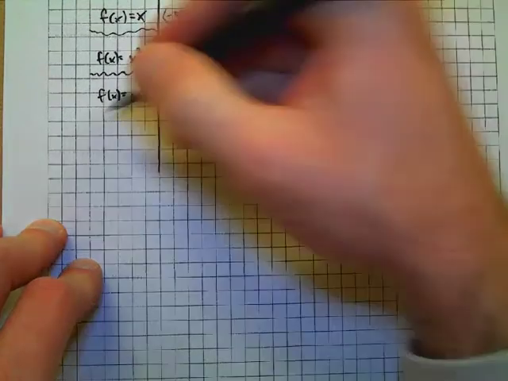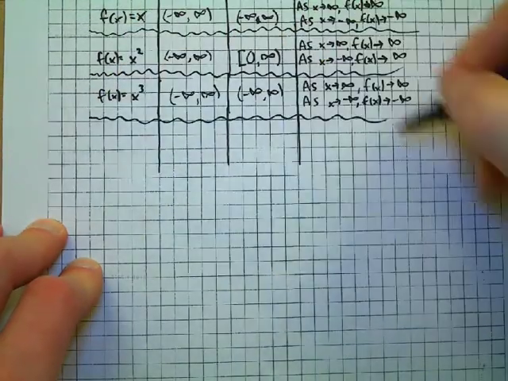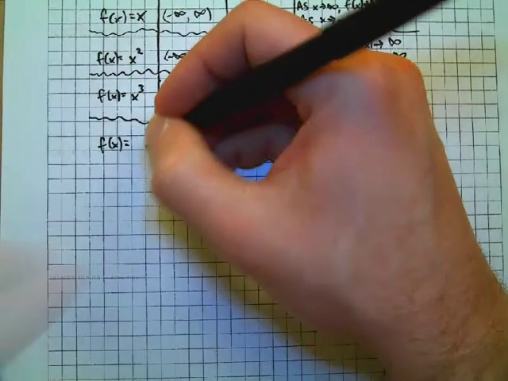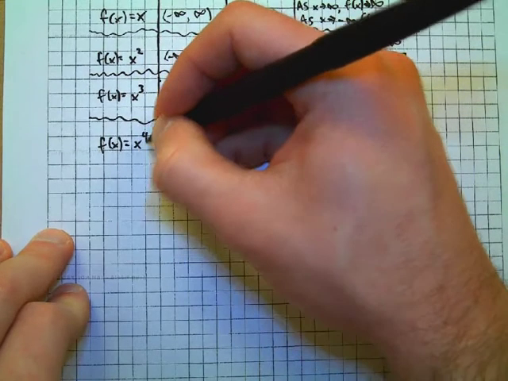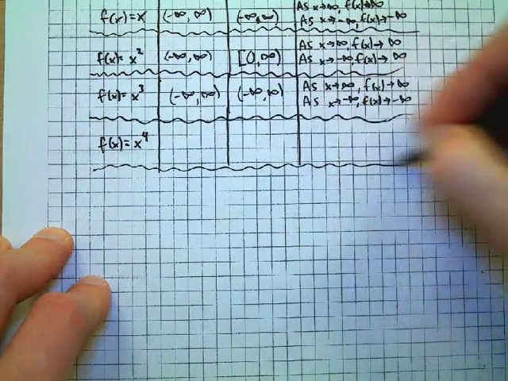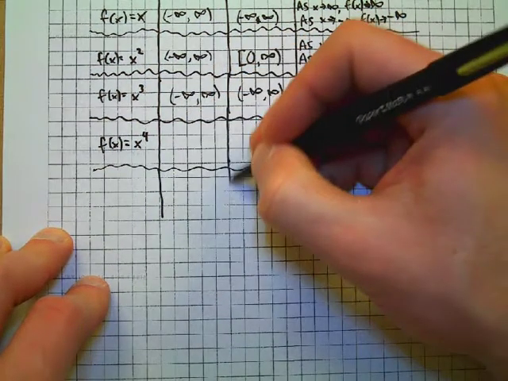All right. The next two I'm going to leave for you to do. So now I want you guys to fill in the rest of this table for x to the fourth and for x to the fifth as well. Okay.